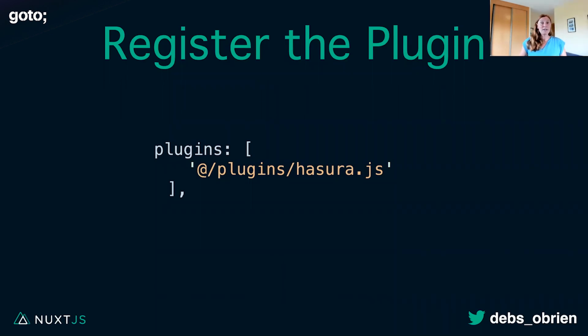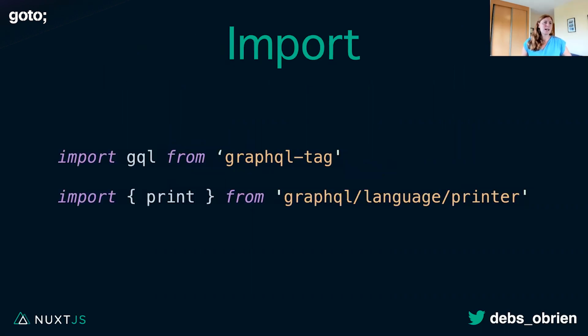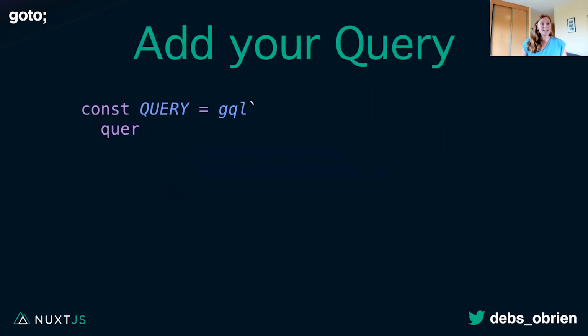And then in your page, so your conference page, your workshop page, or whatever page you want to make that call, you're just going to import gql from graphql-tag and print from the GraphQL language printer, so that you're able to use the GraphQL tag to get your query into your code. Then you're adding your query, right? This is the query we created.